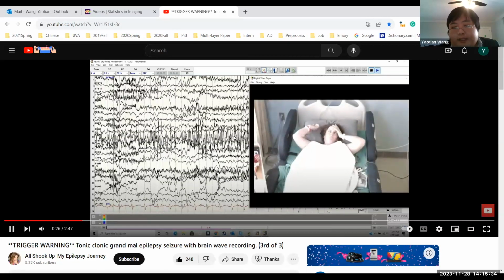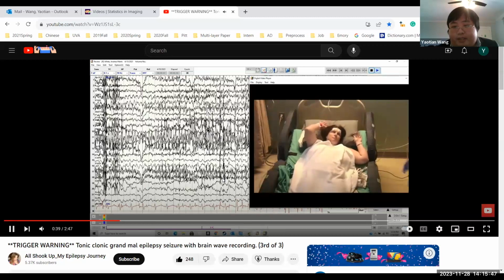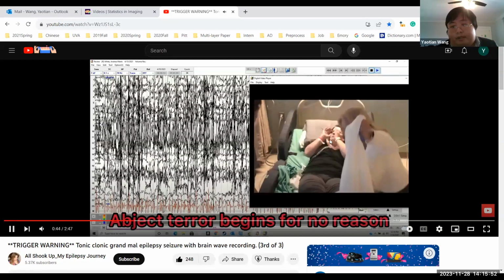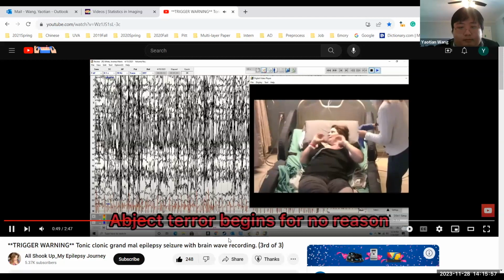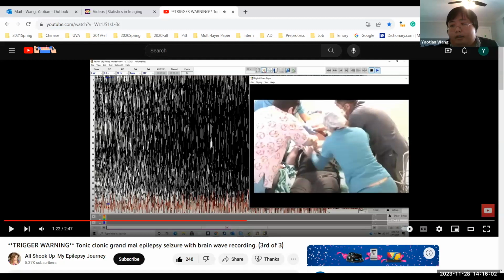We observe abnormal activities in some of her brain regions. As time passed, we can observe more and more of her brain regions show abnormal activity. And this patient started to show abnormal behavior, symptoms. Her muscle jerked, her body shook. Eventually, this patient lost her consciousness, and we can observe that the abnormal activity spread to her entire brain.